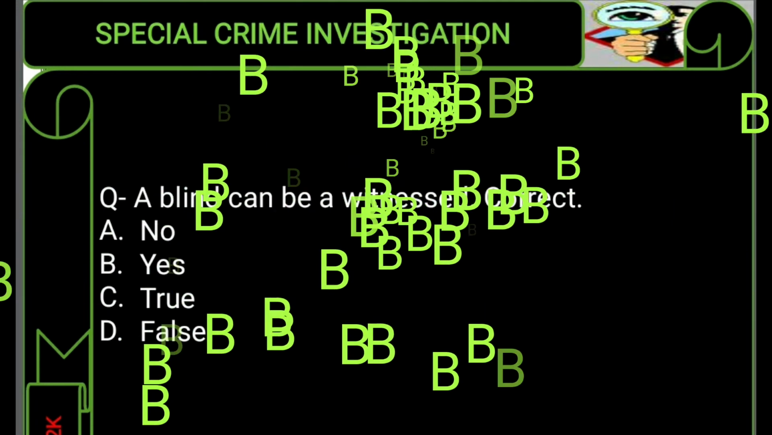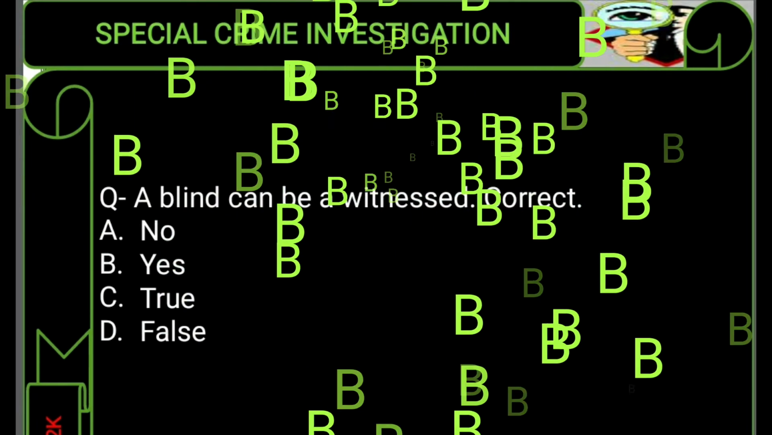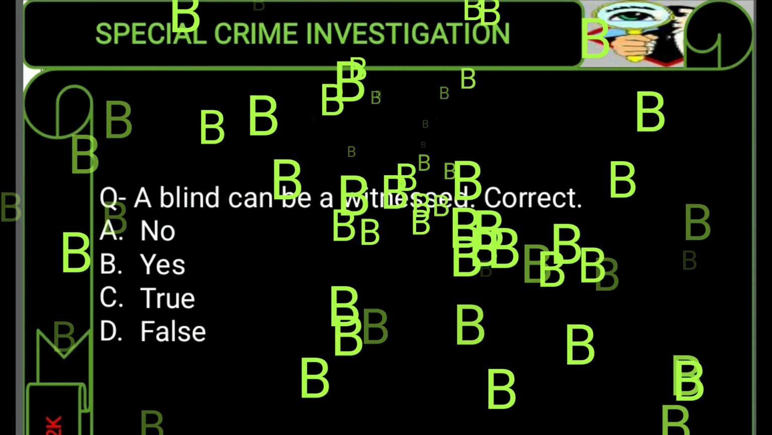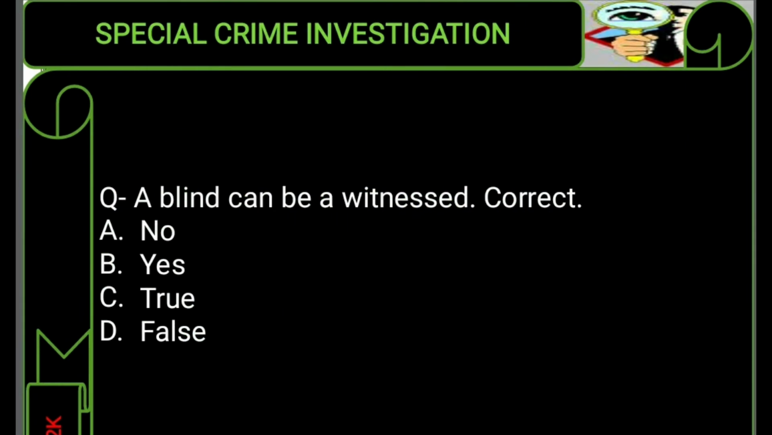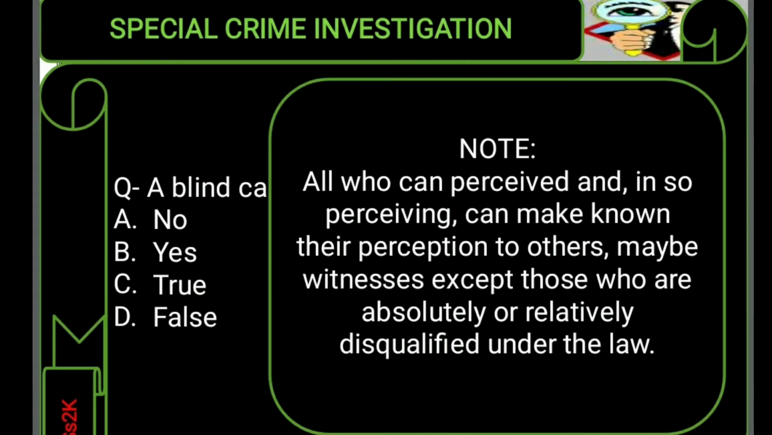Pero hindi pwedeng maging eyewitness, syempre. Pero pwedeng maging witness. Pwedeng maging testigo base sa kanyang narinig. Yan. So, sino ba ang pwedeng maging witness? Okay? Sabi sa rules on evidence, diba? All who can perceive and in so perceiving can make known their perception to others may be a witness or witnesses except those who are absolutely or relatively disqualified under the law.